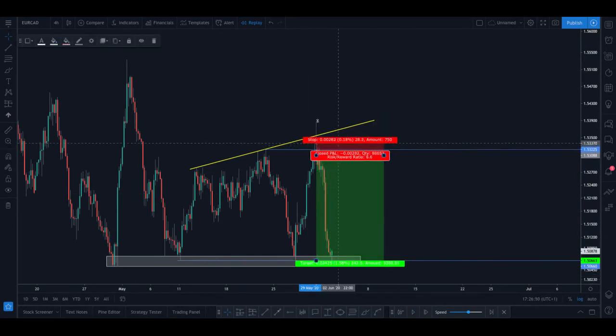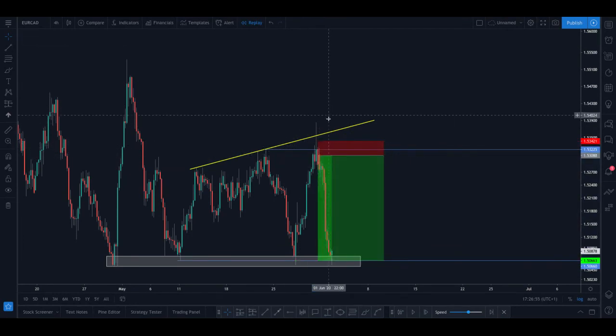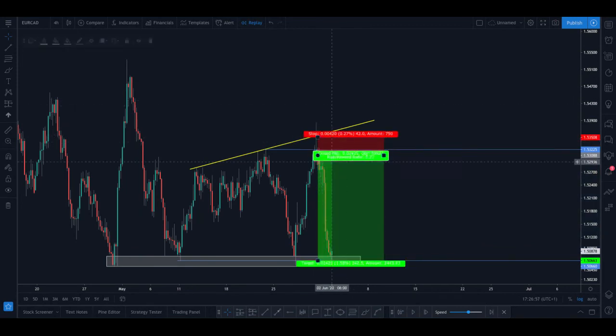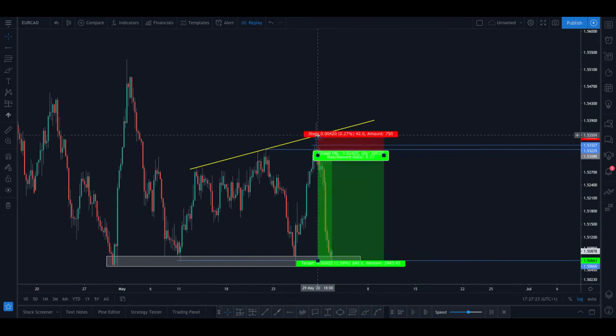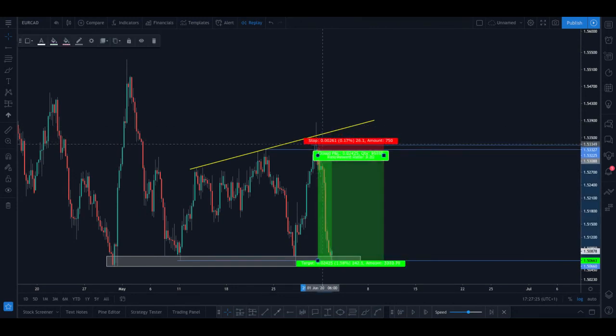Now, with hindsight, is there anything I would have done differently? Yes, I would have, instead of using this wick, as this was just overextended price action, I don't think this was technical price action. I think this was more news related. And I would have used my stop loss above this. You can see the previous wick before we had this overextended candle. I would have used this wick as my stop loss, a nice 25 pip stop.